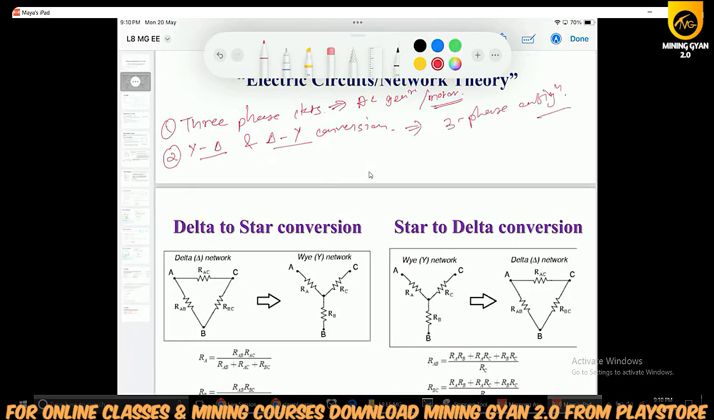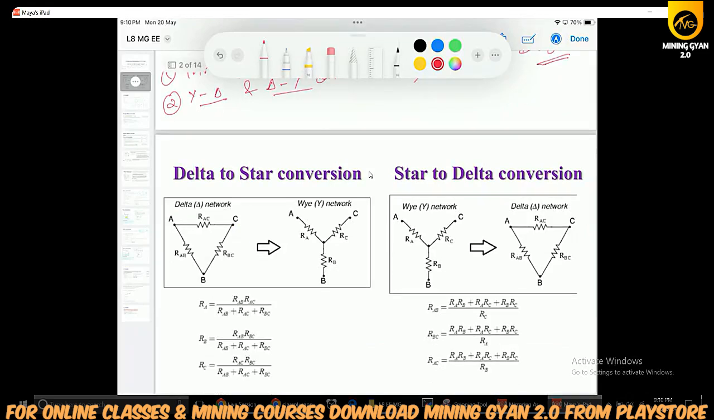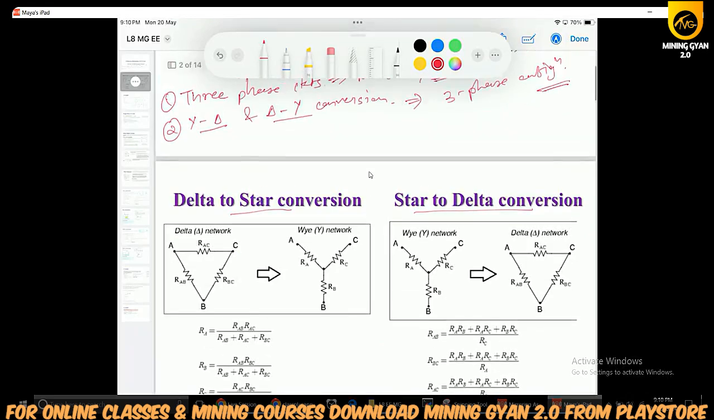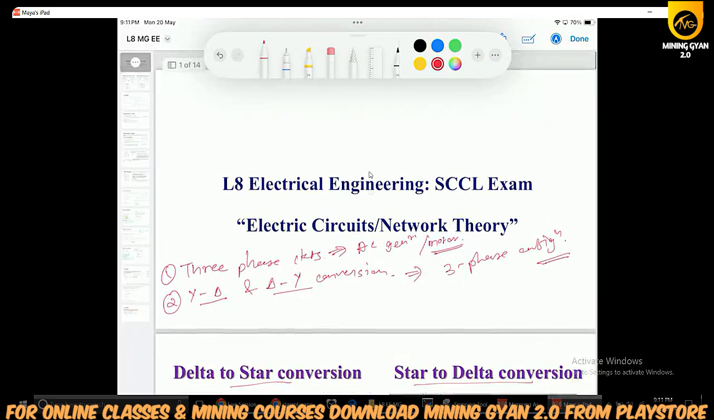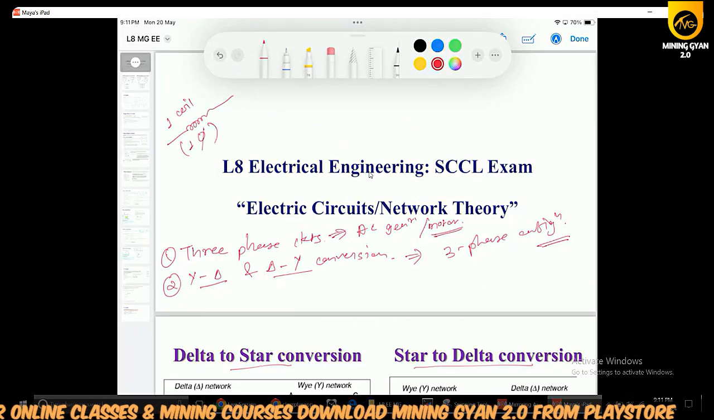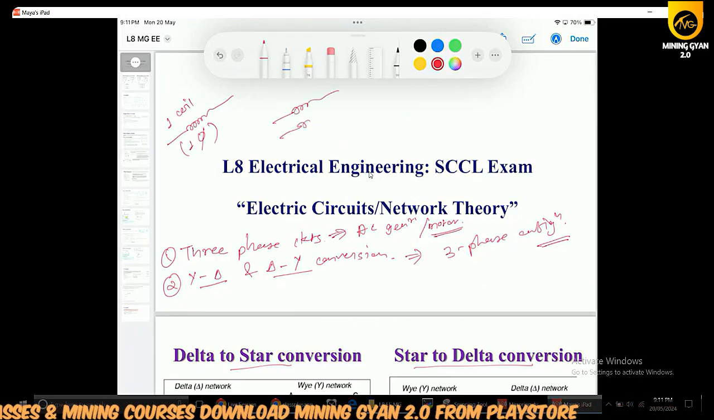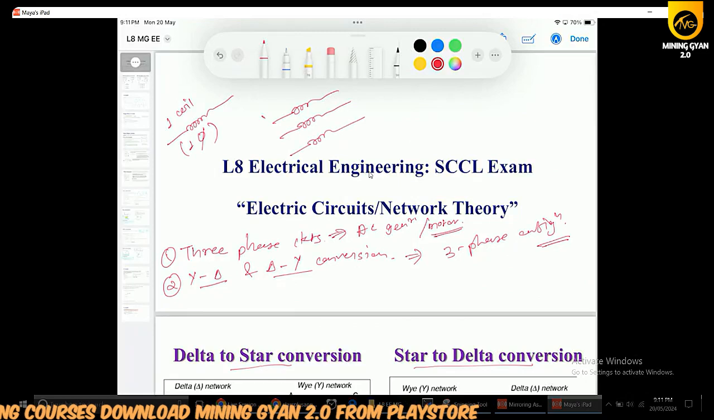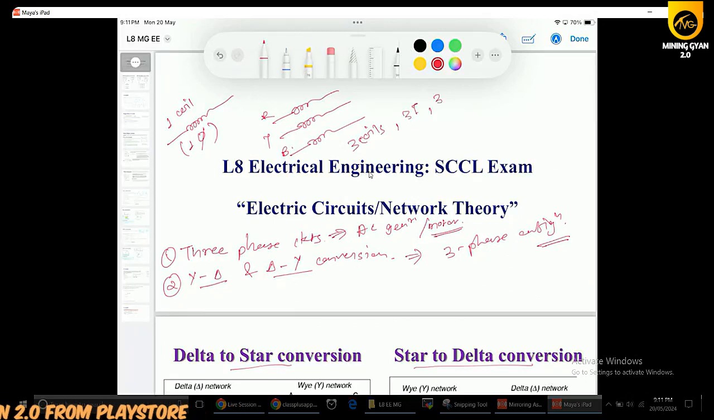I already told you about delta to star and star to delta conversion. The basic difference between single phase and three phase is that in a single phase circuit there will be only one coil, but in a three phase circuit there will be three coils or conductors, you can say R phase, Y phase and B phase. So three coils will be there, and that's why there will be three currents, three voltages and three phase power. This will be related to three phase circuits.